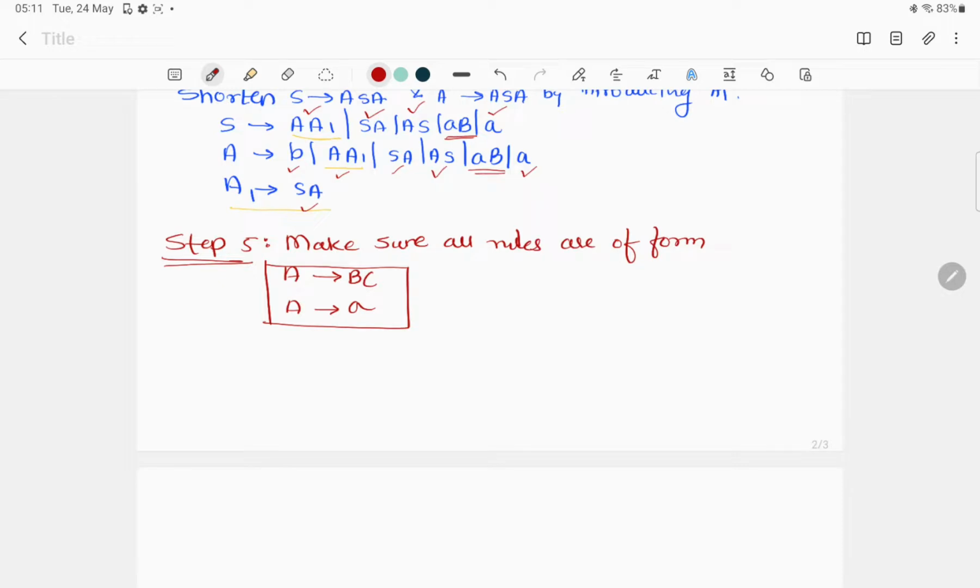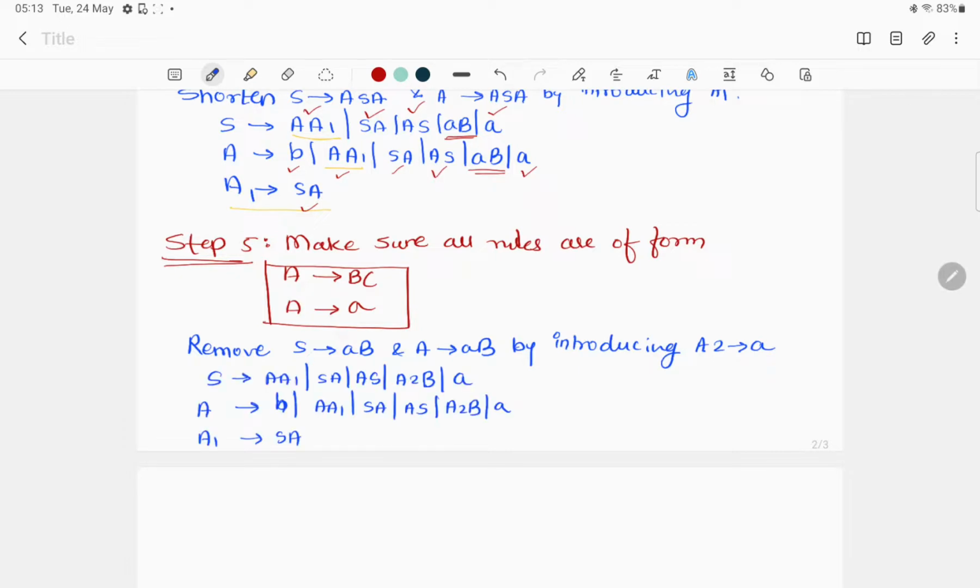So the rules that I need to modify, I'll just note down. Okay, so what I'm writing is remove A giving aB and A1 giving aB by introducing a new symbol A2 giving small a. So now I will rewrite my grammar. So now this is the grammar. I have written A giving A1 SA, and in place of small a I have written A2. Here also I have written A2, and then I have added a new production, that is A2 giving small a. So now my grammar is complete.